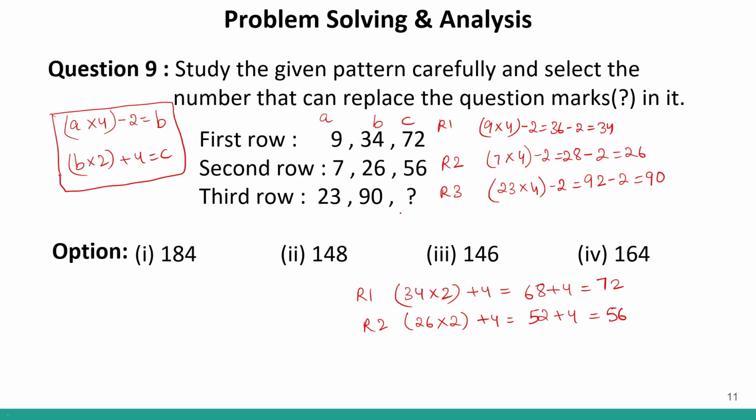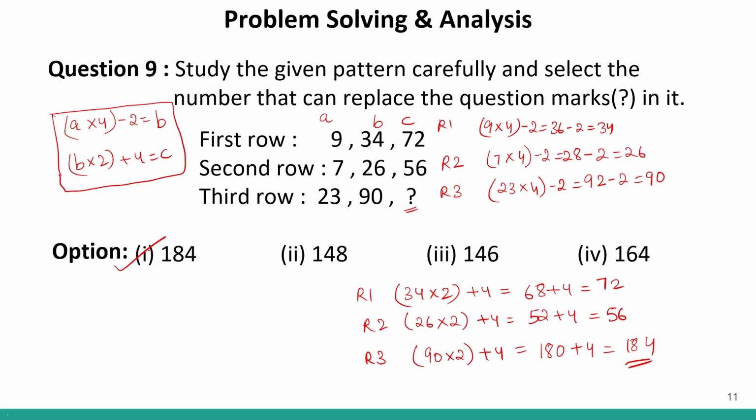Now let us find this missing element in row 3. So in row 3, it will be how much? It will be 90 into 2 plus 4. This will be row 3. So 90 into 2 plus 4. 90 into 2 is 180 plus 4 gives me 184. So 184 will be the answer to this question, which is given in option number 1. So option number 1 will be your correct answer. Okay.